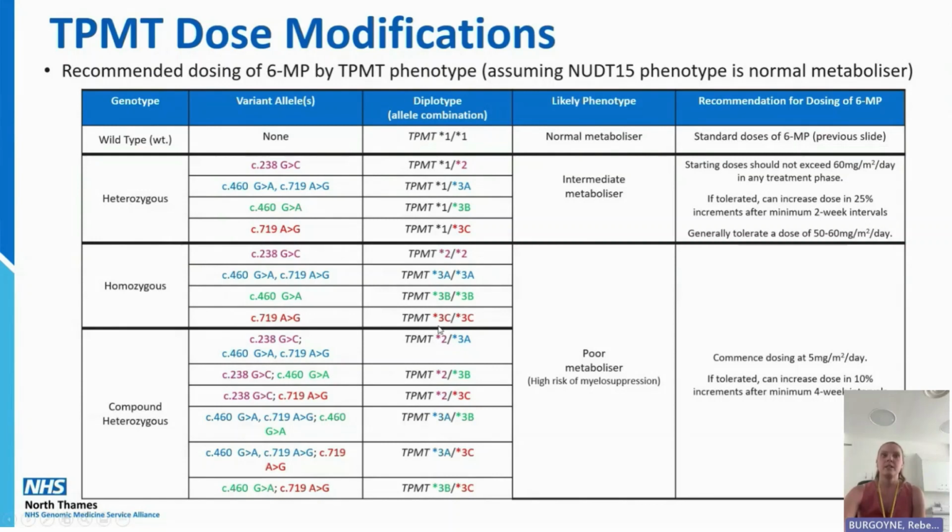Homozygous patients. So these are your patients who carry two loss of function alleles, either the same allele, which makes them homozygous, or different loss of function alleles, which makes them a compound heterozygous patient. But either of these are poor metabolizers, and they are your patients that are at high risk of myelosuppression. So for these patients, we commence them at a really small dose of 5 milligram per meter squared per day. If they tolerate that dose, the dose can be increased in 10% increments after a minimum of 4 weeks of treatment.